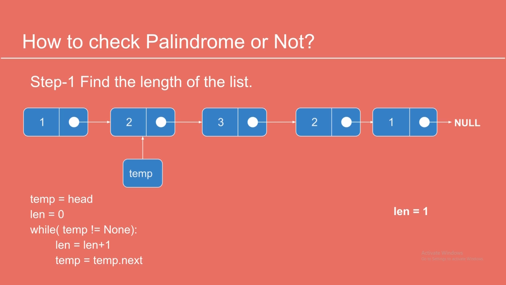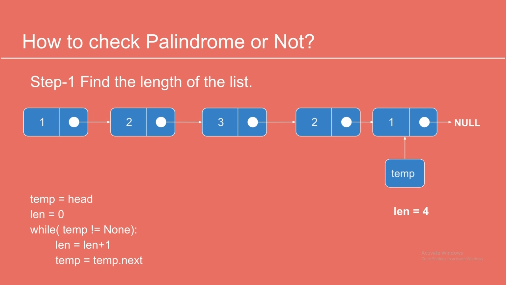Now length becomes 1 and temp is pointing to 2, which is not equal to none, therefore we will increment the length and move one node forward. Now length becomes 2 and temp is pointing to 3, which is not equal to none, therefore we will increment the length and move one step forward. Now length becomes 3 and temp is pointing to node 4, which is not equal to none, therefore we will increment the length and move one node forward.